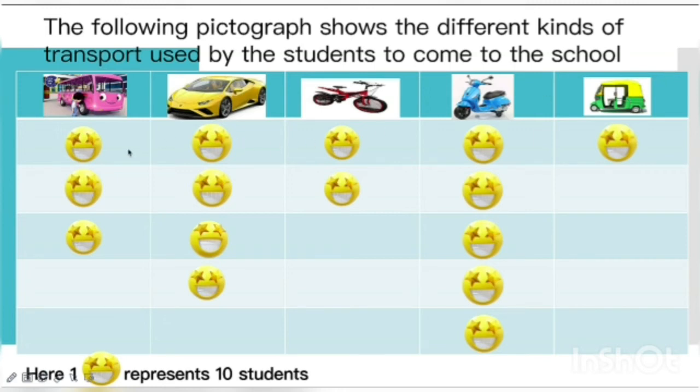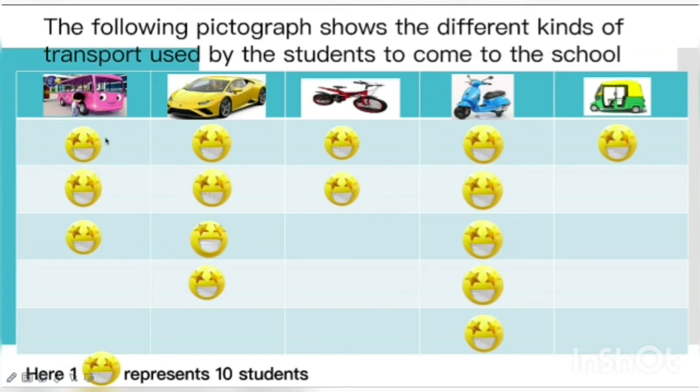Okay, the main important point is we need to learn the symbol and the important line given below the pictograph. Here one smiley represents 10 students. Below each vehicle some smileys are given. We should understand and we must know that one smiley represents 10 students. These are symbols for students.